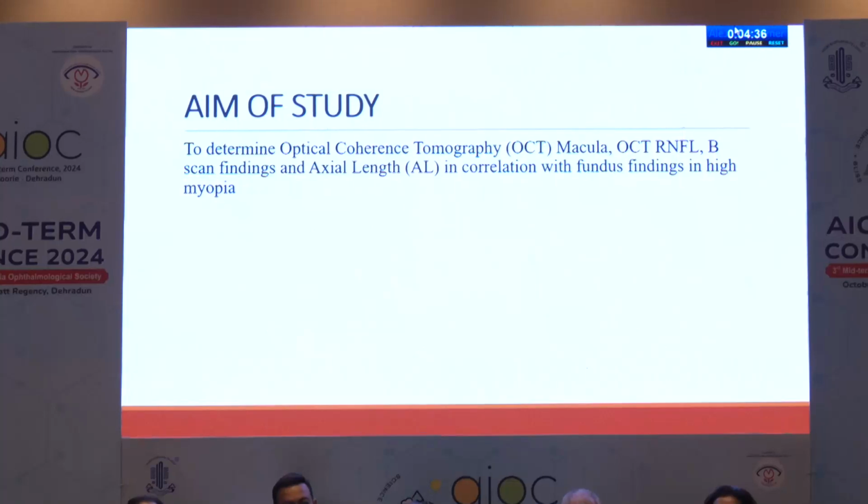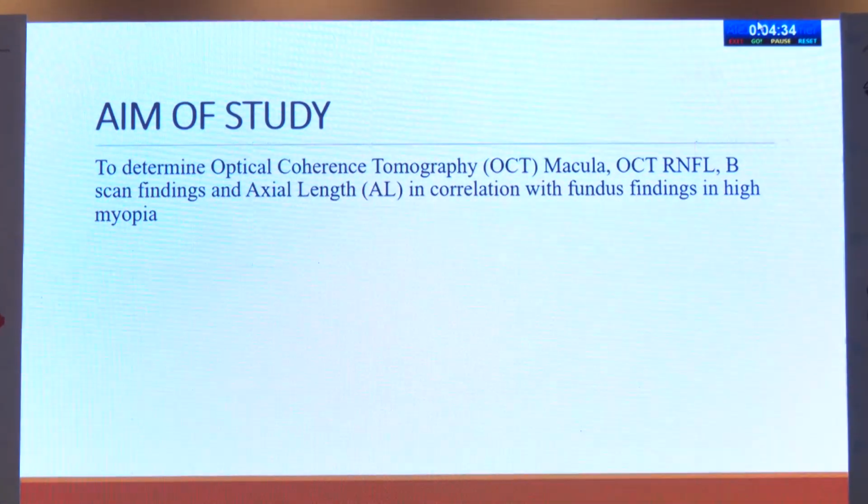Presenting my paper on OCT macula and RNFL changes in high myopia and its correlation with fundus findings, axial length and B scan. Aim of the study: to determine the OCT macula, RNFL, B scan findings and axial length in correlation with the fundus findings in high myopia.